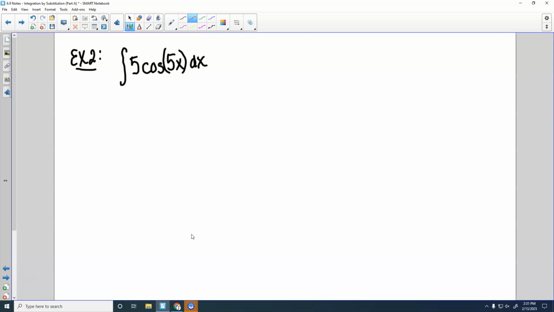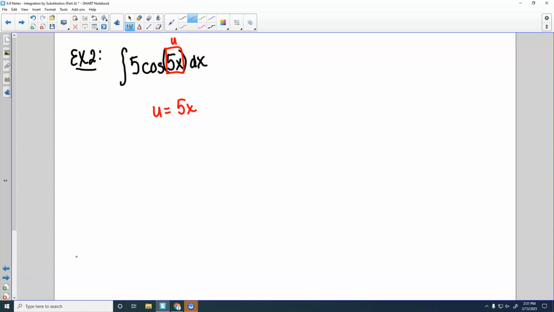Okay, so we got the integral of 5 cosine of 5x dx. What do you think the inside should be, the u part should be? This is the 5x right there. This part right here is going to be our u. So u just equals 5x.